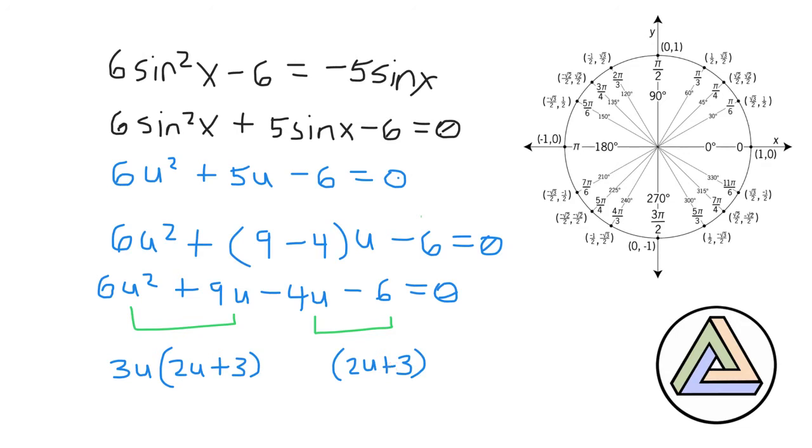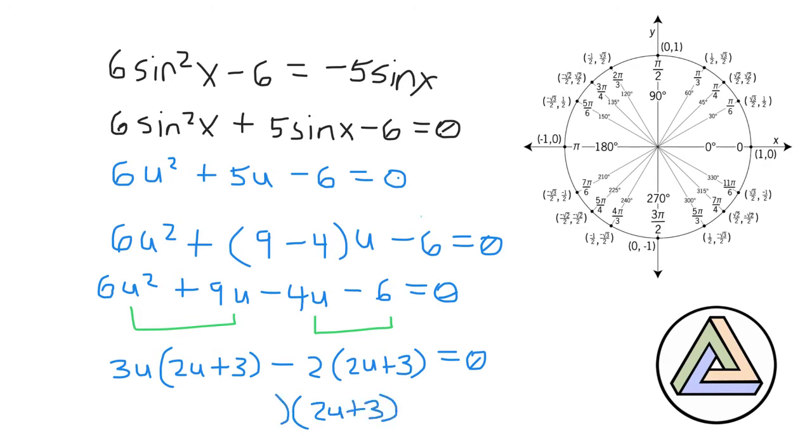And then you ask yourself, what times 2u would give me that negative 4u? Well, that would be a negative 2. And you can always double check. Does negative 2 times positive 3 give me a negative 6? Yes, it does. Let's not forget to set it equal to 0. And then you take note of what the MVP parentheses was. The MVP parentheses, the most valuable player, is 2u plus 3. So we just go ahead and write that on the next line.